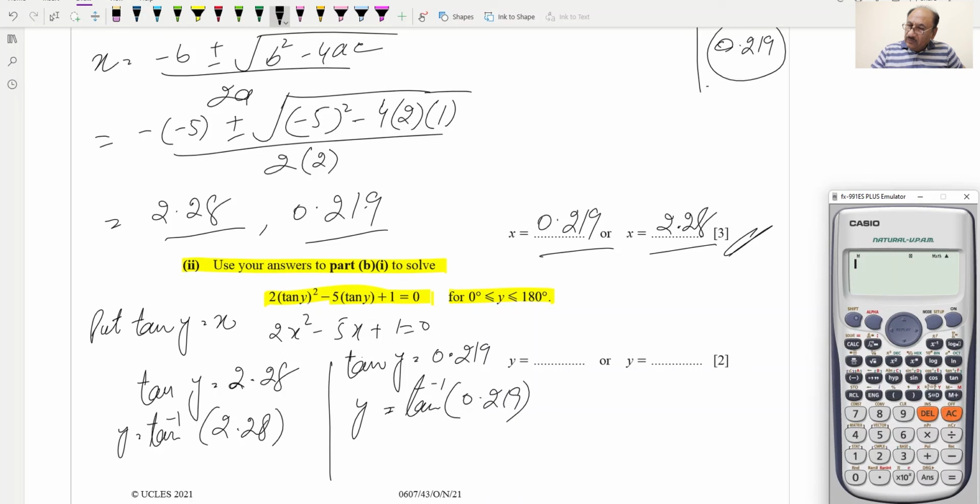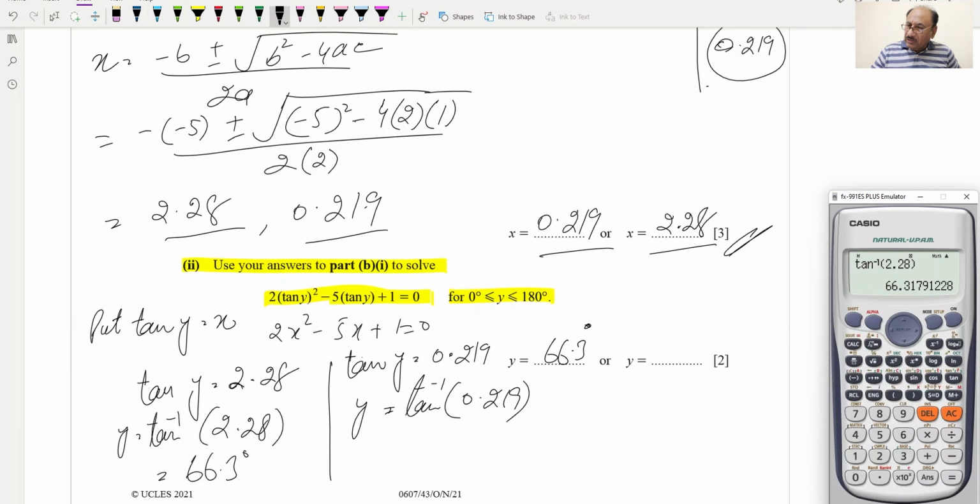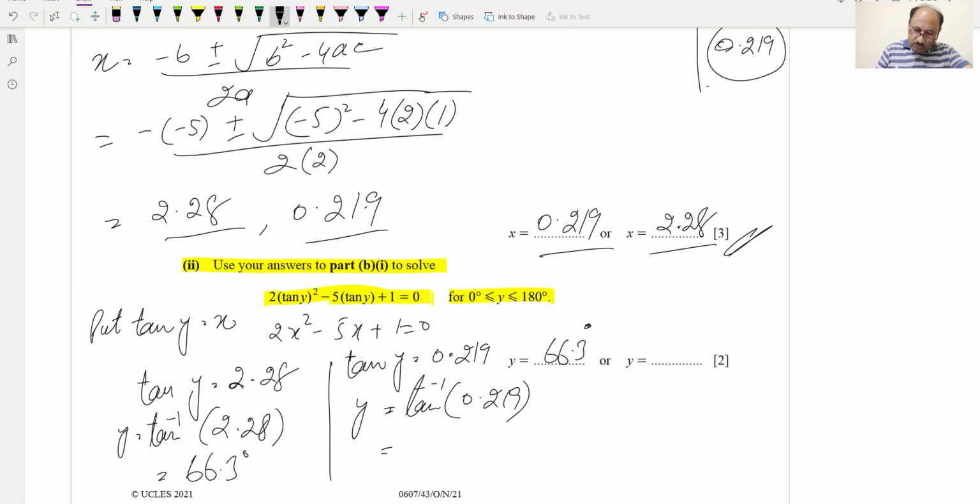So shift tan of 2.28, and this is giving us 66.3 degrees, and this will be our one answer. And the second answer, we can change this value to 0.219, and this is equal to 12.35. So 12.35 degrees. So this is basically the 2-mark question which we have done.